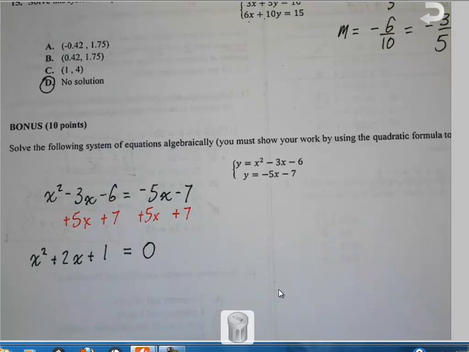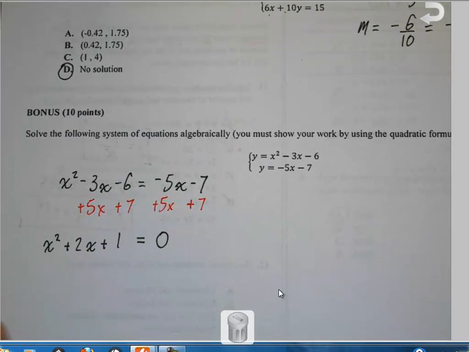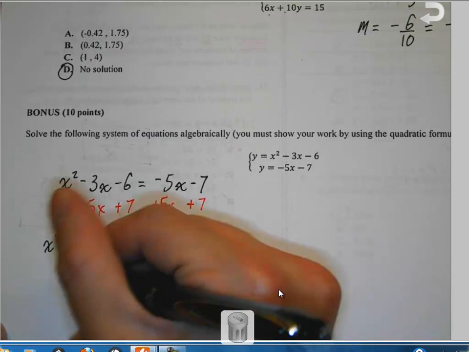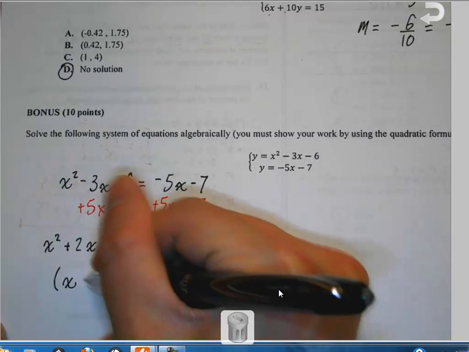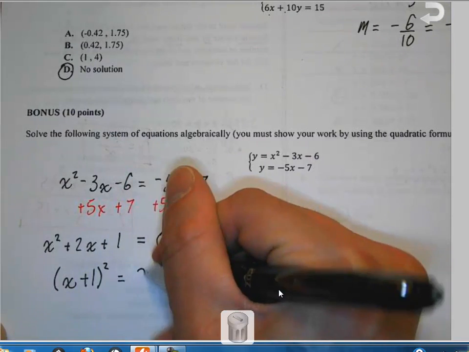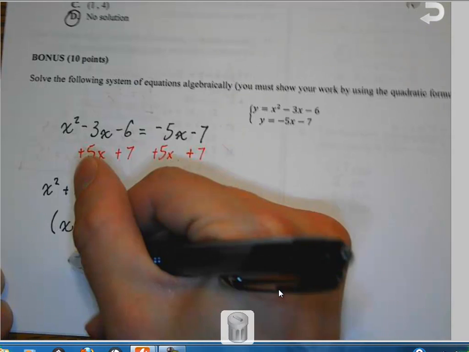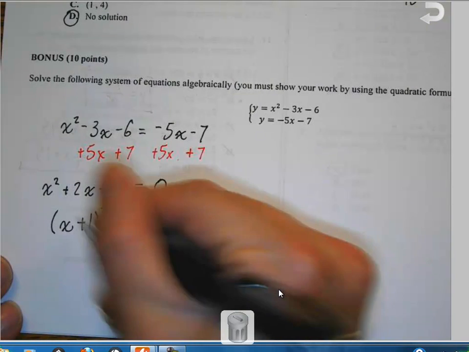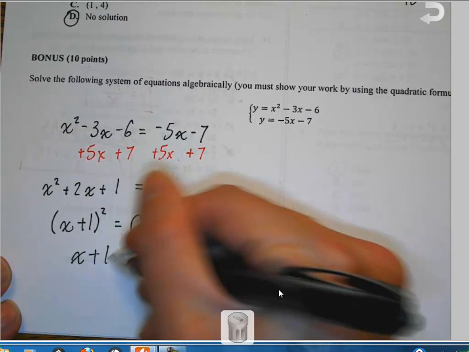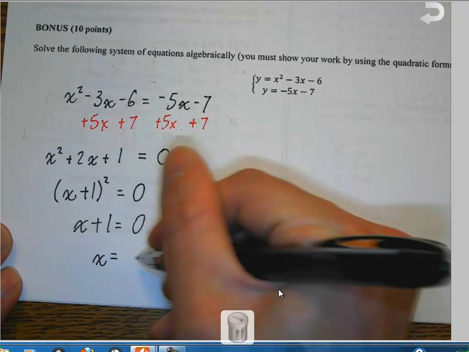At this point, you should immediately recognize that this is a perfect square without having to do the quadratic formula. This is in actuality x plus 1 quantity squared is equal to 0. You then recognize that there is only one solution, so to solve you have x plus 1 is equal to 0 because the square root of 0 is still 0, and x is equal to negative 1.